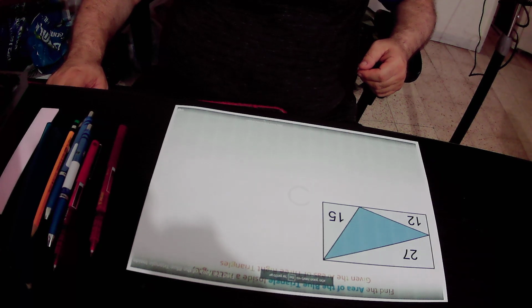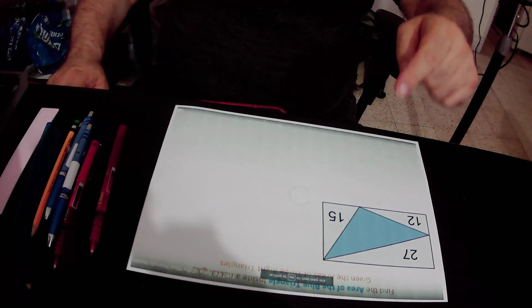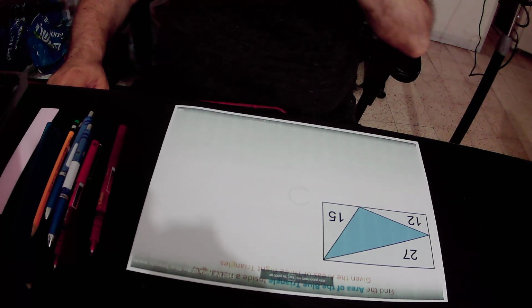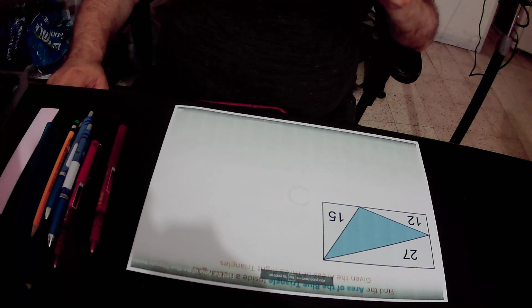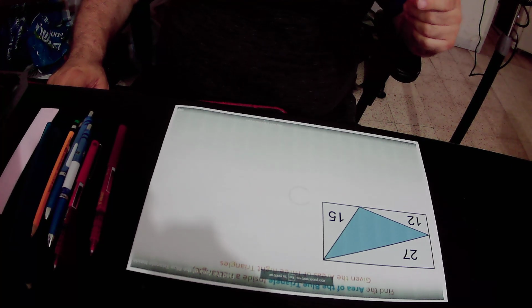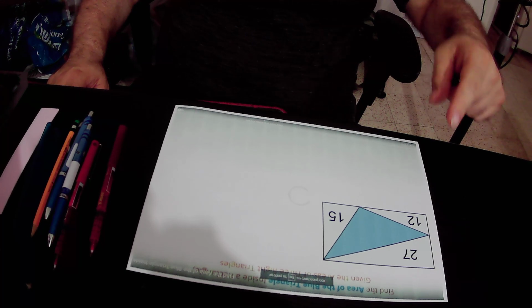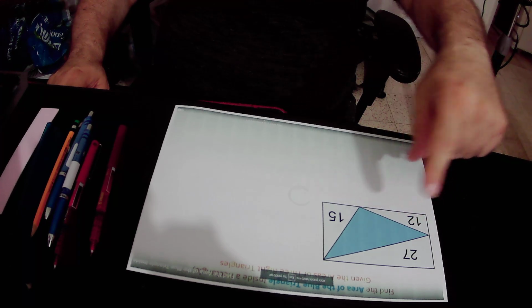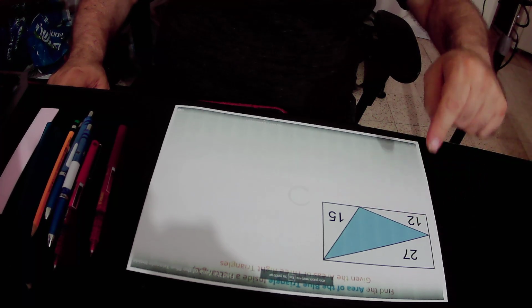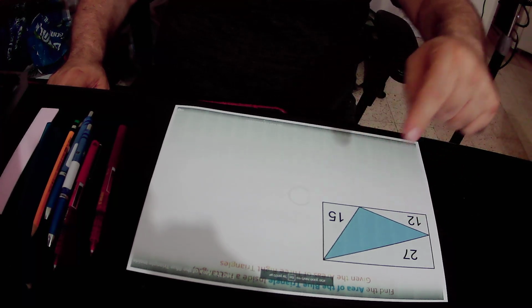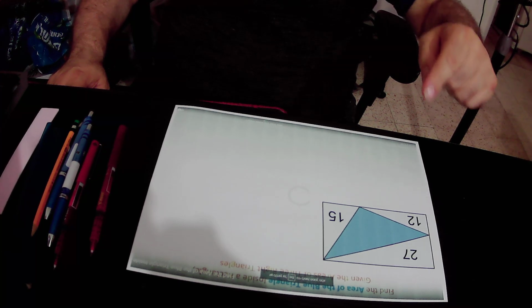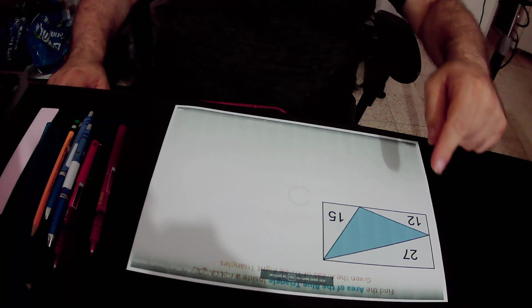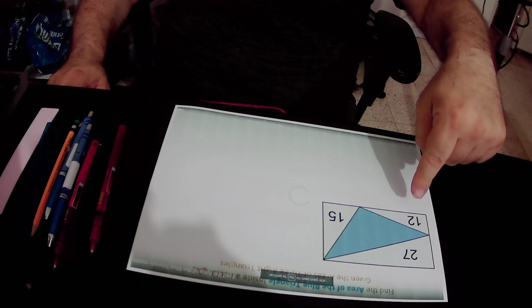Hello, in this lecture we will find the area of the black triangle. We can see in the drawing a rectangle that contains three right triangles. We know the areas of those three right triangles.